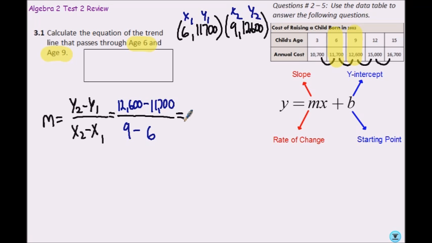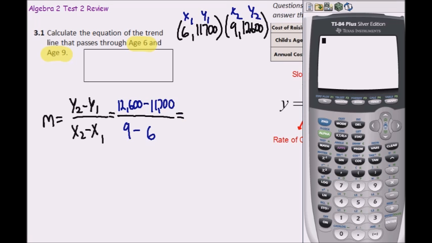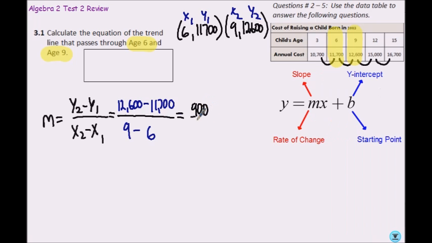So 12,600, and by the way, we'll be using the calculator here. Not that we couldn't do this mentally or by hand, but I think what we want to do is really be thinking about what we're doing in the problem and not make any little arithmetic mistakes. So we'll have the calculator there for us. And then 900 divided by 3.